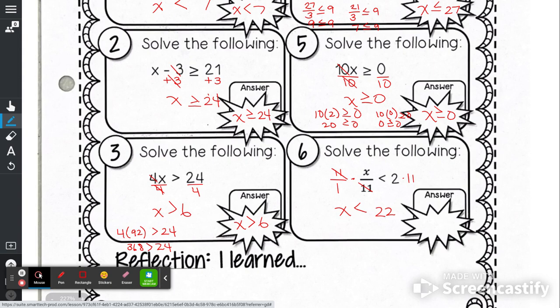Okay, so x is less than 22. I could put in 20. Okay. 20 over 11 should be less than 2. And how many times can 11 go into 20? 1. So that would be a whole 1, and that would leave us with 9 over 11. And is 1 and 9 elevenths less than 2? Yes. So our answer is correct.